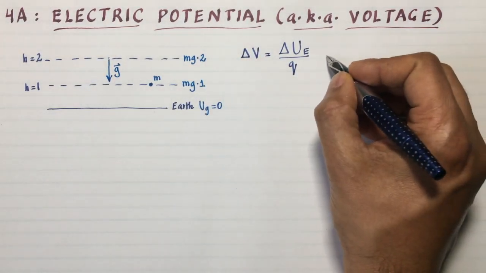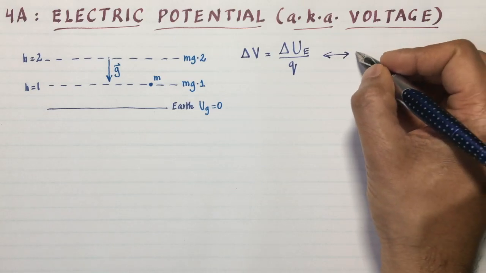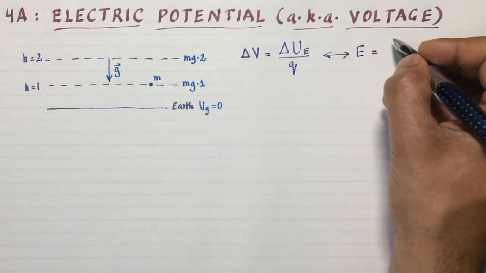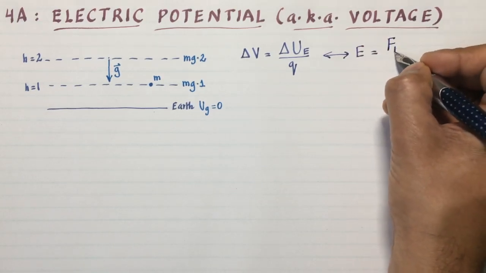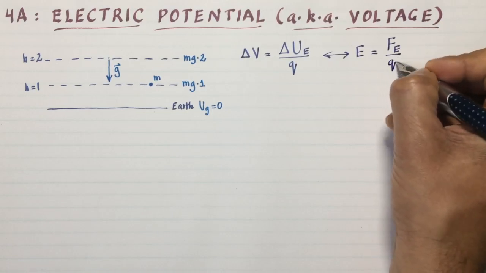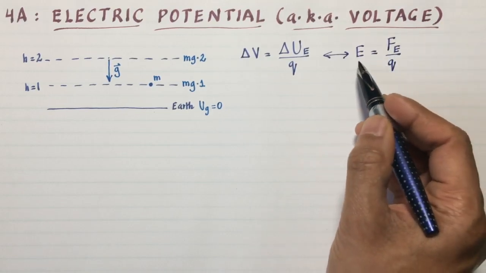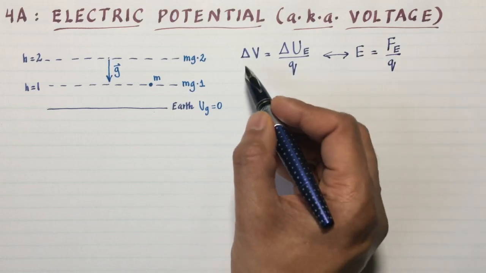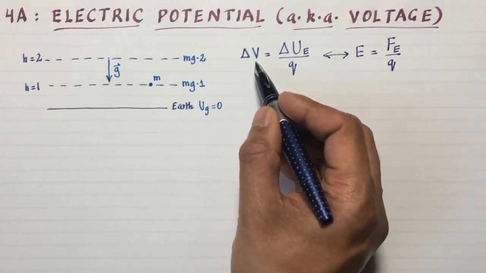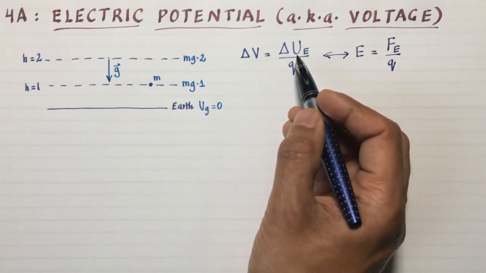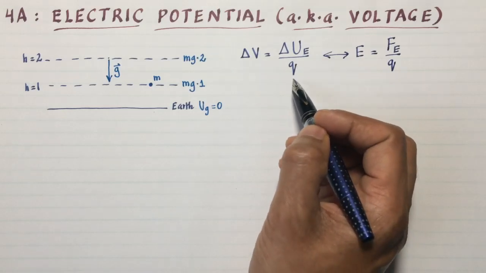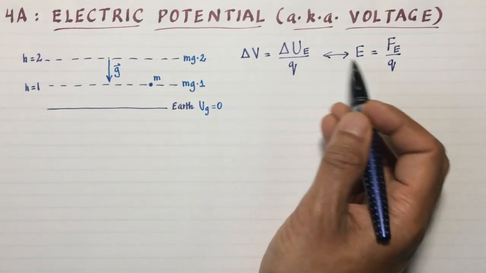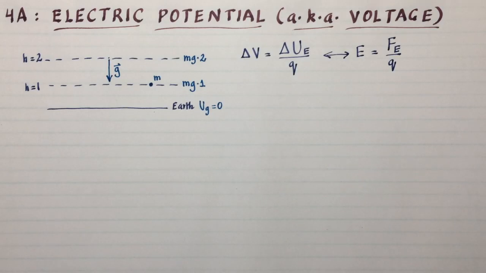The other equation that I would like you to compare this to is something that you already know, and that is the electric field magnitude is the force per unit charge. So you see, the electric field is force per unit charge, whereas the electric potential difference is the potential energy difference per unit charge. There's a very close relationship between these two, and we will explore that.